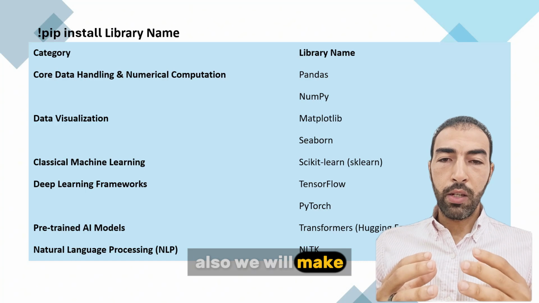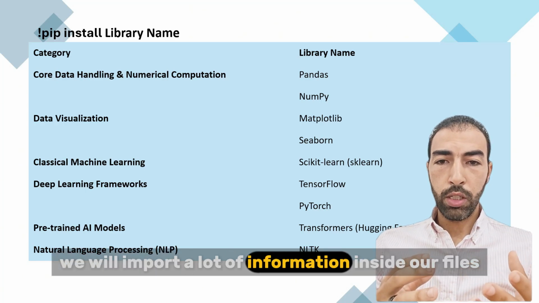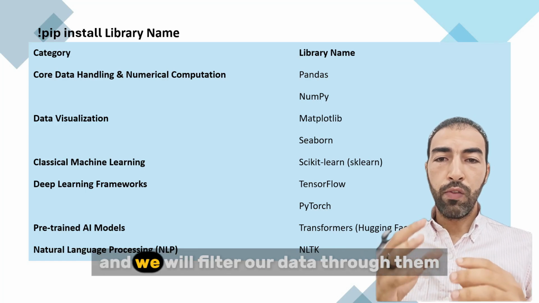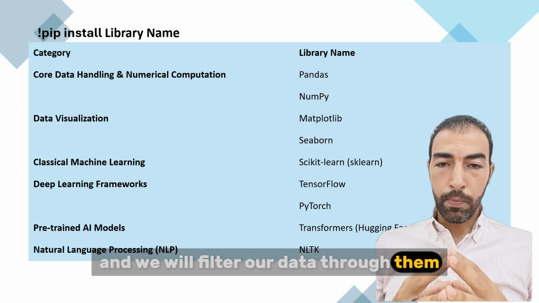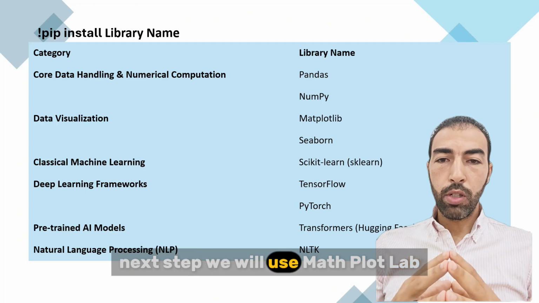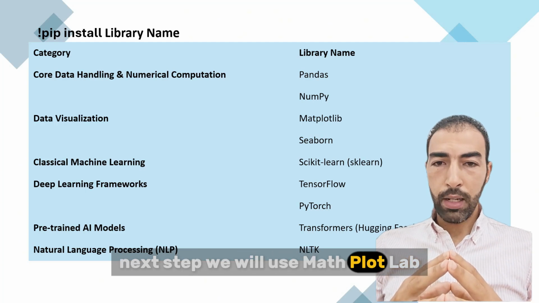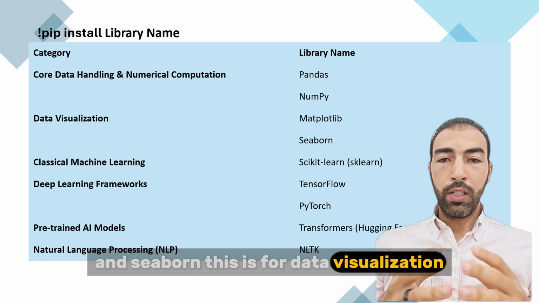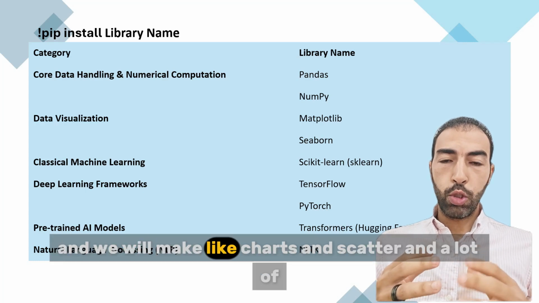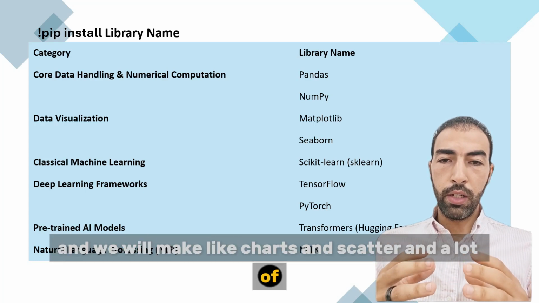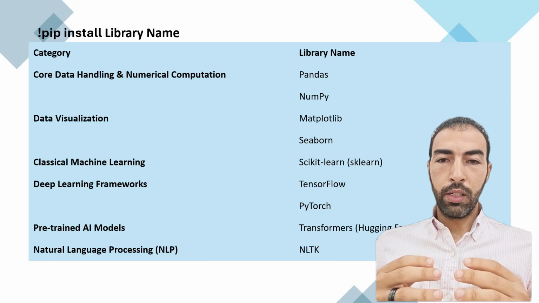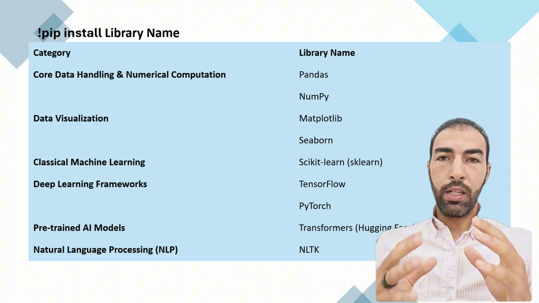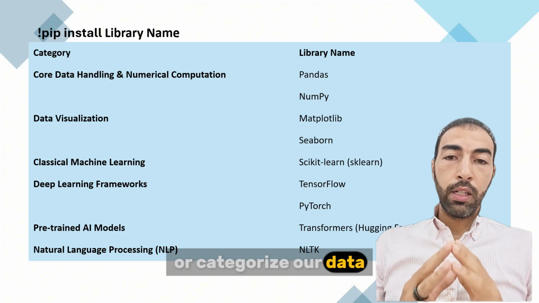Also, we will import a lot of information inside our files, and we will take from our files and filter our data through them. Next step, we will use Matplotlib and Seaborn. This is for data visualization, and we will make charts and scatter plots and a lot of visualization for our data to know exactly or categorize our data.